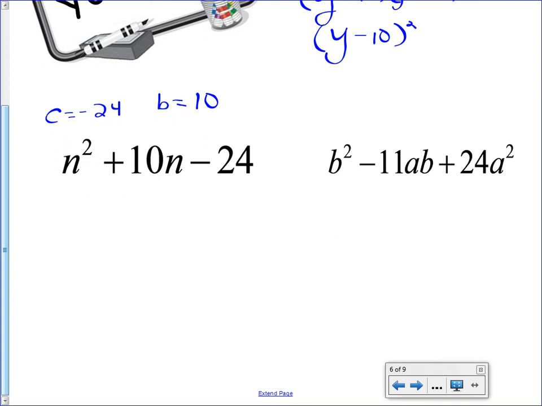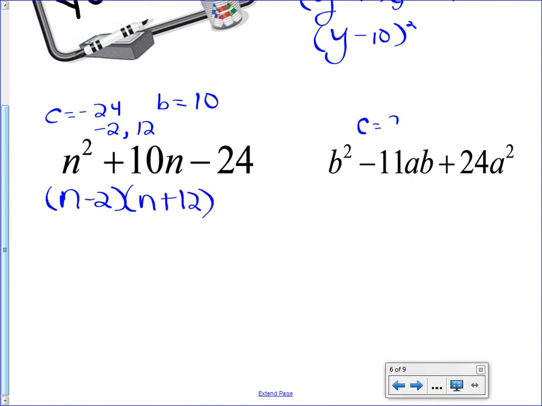If I do this one, negative 2 and positive 12. Negative 2 times 12 gives me negative 24. Negative 2 plus 12 gives me positive 10. So those two work out. So what did you get for an answer? N minus 2 and N plus 12. Good? Okay, what about the last one?